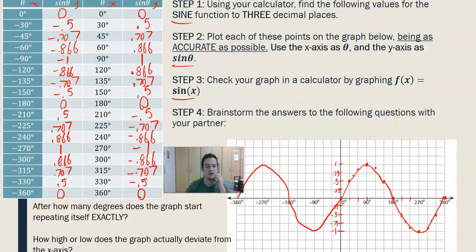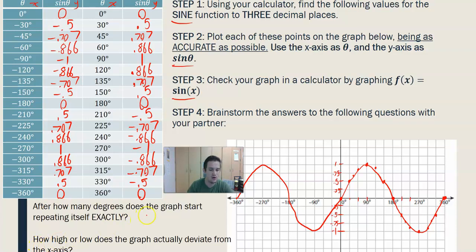So here, step 4 says brainstorm the answers to the following questions with your partner. You don't have a partner, I'll be your partner. It says after how many degrees does the graph start repeating itself exactly? So you notice I go up, down, and then back to the x-axis, all over the span of 360 degrees. From here I went down, up, and then back down to the x-axis over 360 degrees. So it takes 360 degrees for this graph to repeat itself.